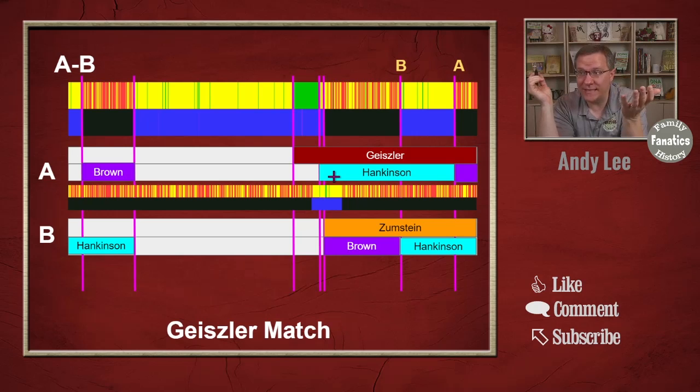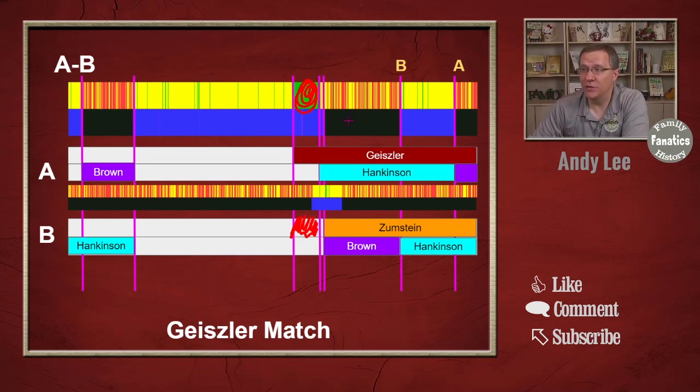Now that also means that the one down below is going to be Zumstein, which is the other grandparent on the paternal side. Now we don't know too much more, but what we do know is that this is a fully matched region right here, which means that this right here in this little segment is going to have to be that Geisler, that maroon.